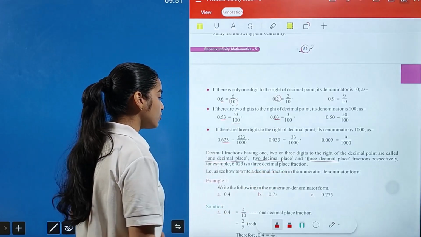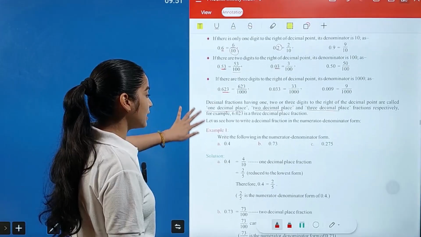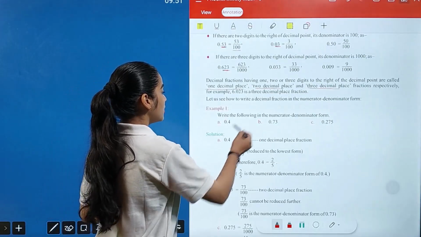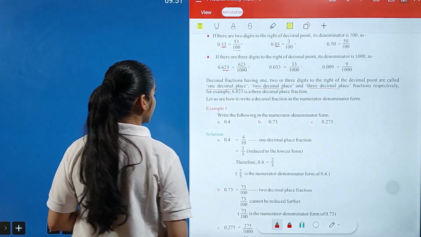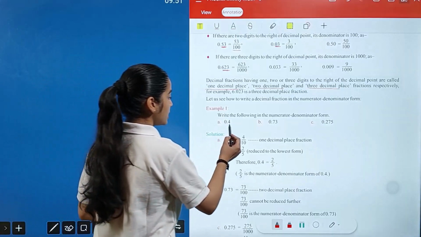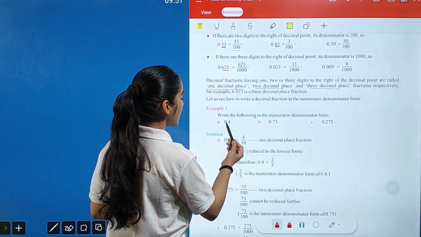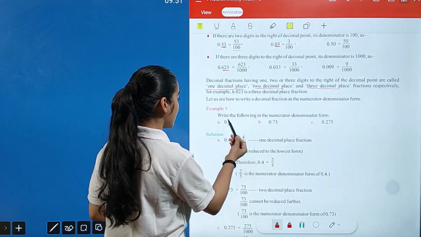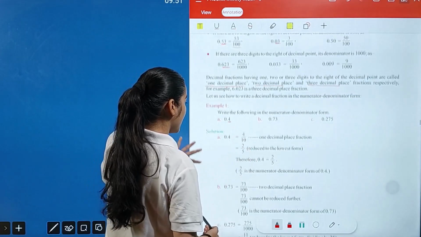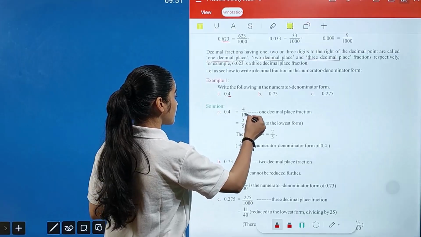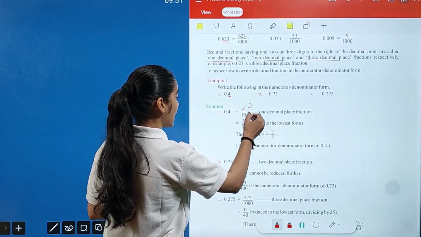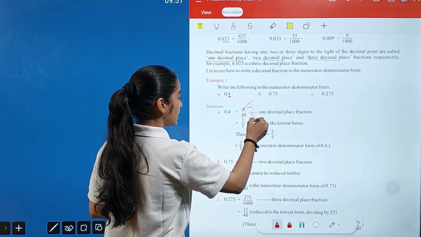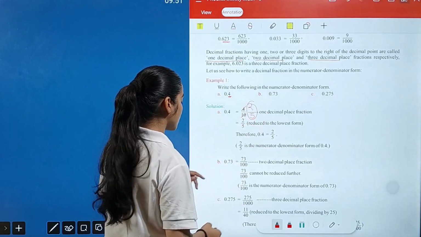Let us see how to write a decimal fraction in the numerator and denominator form. Write the following in the numerator and denominator form. So you have to see how many digits we have after the point. Only one. It means our denominator is 10 and 4 will be your numerator. And you can further get its simplest form. 2 2s are 4 and 2 5s are 10. So 2 by 5 is the reduced form of it.